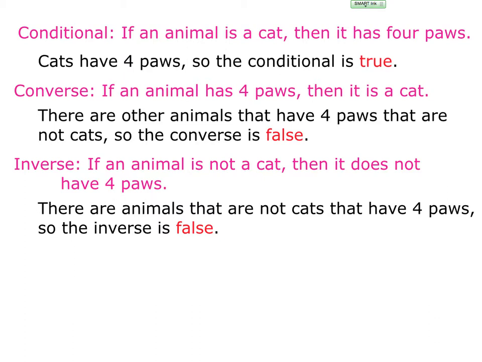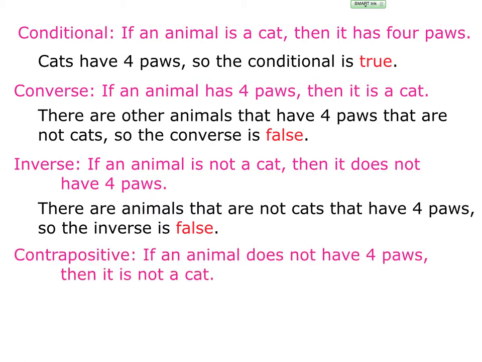Okay, could we use a horse on this one? An animal is not a cat, we can think of a horse. And is it correct that it does not have 4 paws? That's correct. That one is correct. So that one's not a counterexample, that one would be an example of it. So that's not a counterexample either, is it? Okay, and contrapositive. If an animal does not have 4 paws, so you can think of a horse now, then it is not a cat. It's true. Every animal that does not have 4 paws, it's not a cat.